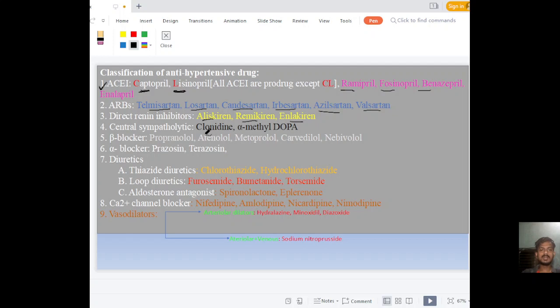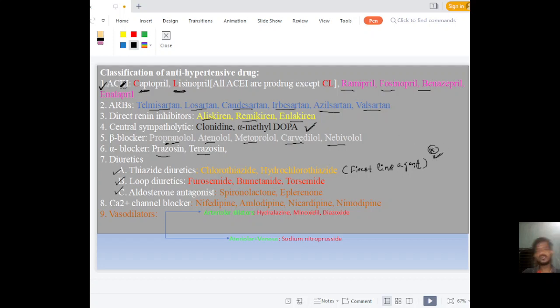Then central sympatholytic drugs are clonidine and alpha methyldopa. Beta blocker drugs are propranolol, atenolol, metoprolol, carvedilol, nebivolol. Alpha blockers are prazosin and terazosin. In case of diuretics, the drugs are thiazide diuretics, loop diuretics and aldosterone antagonists. You have to remember one point: thiazide diuretics are the first line agent in hypertension. This is very important clinically.